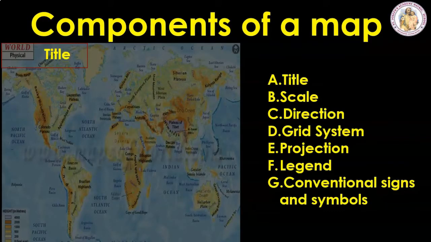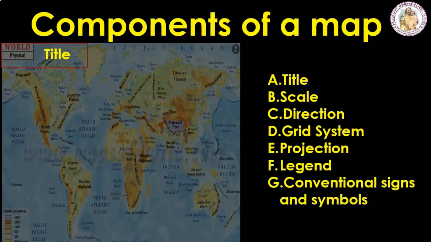Components of a map: title, scale, direction, grid system, projection, legend, conventional signs and symbols are the components of a map. Title. It indicates the purpose or the theme of the map. Example: India physical, world political, Tamil Nadu transport, etc.